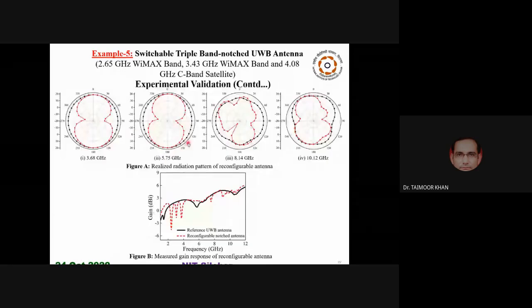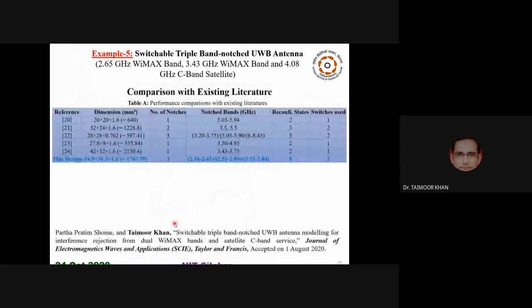Now come to the radiation patterns. For the gain performance, the reddish color is the reconfigurable notched band, where we get a very small amount of gain corresponding to these three frequencies. In the existing literature comparison, we can easily see that it has far better performance as compared to the existing ones. Now come to that one.